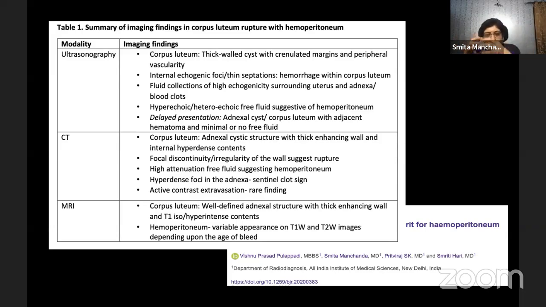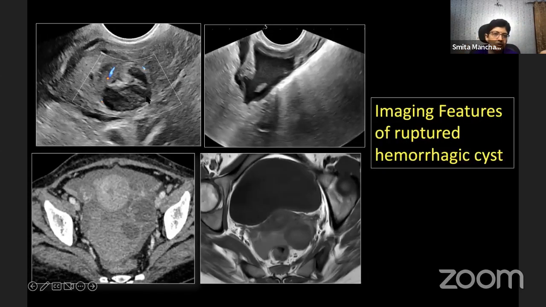That there is a cyst which has ruptured, so its wall is irregular, it is bleeding, so it is having a surrounding hematoma, central clot, and then it is causing the hemoperitoneum. So those are the signs you'll see whether it's ultrasound, CT, or MR. Again, just to show the same, there is this irregular margin of the hemorrhagic cyst, there is a hemoperitoneum. Again, you can identify the hemoperitoneum. This is the cyst which has got this irregular margin, and you've got the sentinel clot.